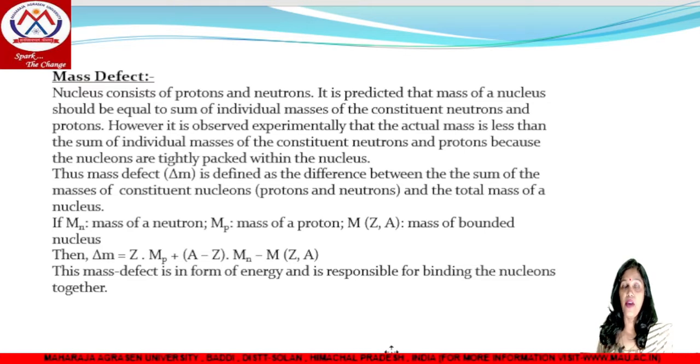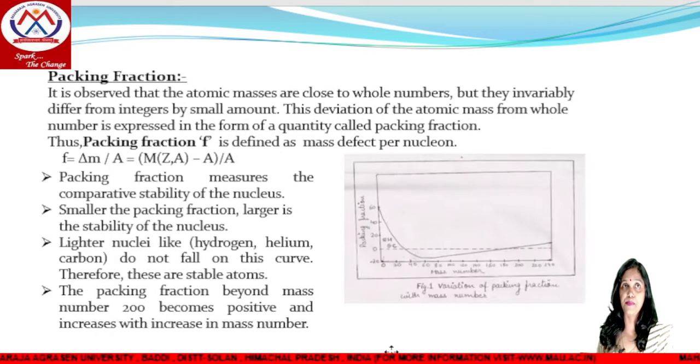Thus, mass defect, denoted by delta M, is defined as the difference between the sum of the masses of the constituent nucleons, that is protons and neutrons, and the total mass of the nucleus. If Mn is the mass of a neutron, Mp is the mass of a proton, and M(Z,A) is the mass of the bound nucleus, then the mass defect delta M is given by Z times Mp plus (A minus Z) times Mn minus M(Z,A). This mass defect is in the form of energy and is responsible for binding the nucleons together.